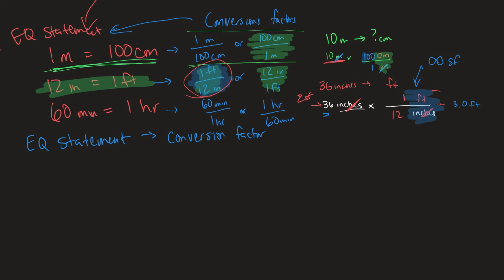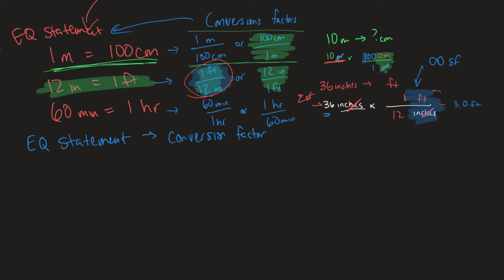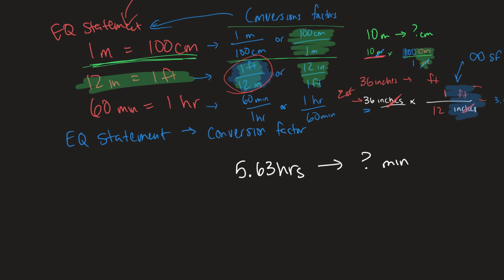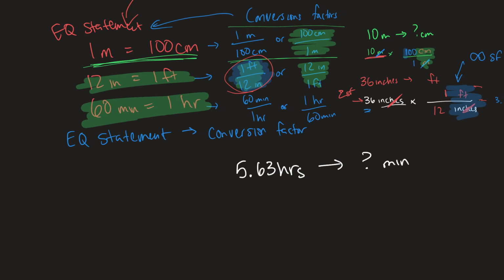And so just one more example. Let's just say, I guess we could go a little bit harder. Let's just say that the amount of time that it took you to go from city A to city B is 5.63 hours. And you're just really wondering, how many minutes was this, right? Well, we know that the equivalence statement is that for every 60 minutes, there's 1 hour, okay? And now we're going to change the equivalence statement to conversion factors. We got 2 conversion factors, all right, 60 minutes over 1 hour or 1 hour over 60 minutes.